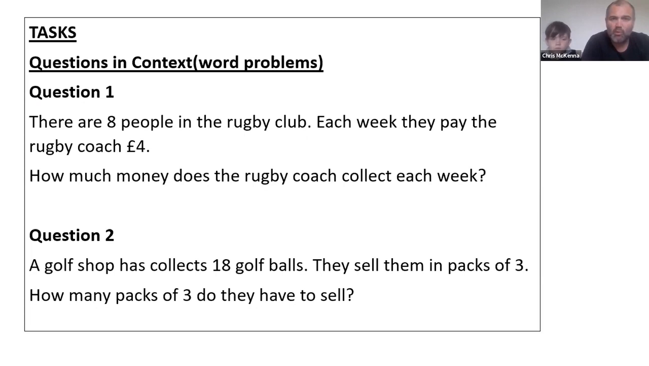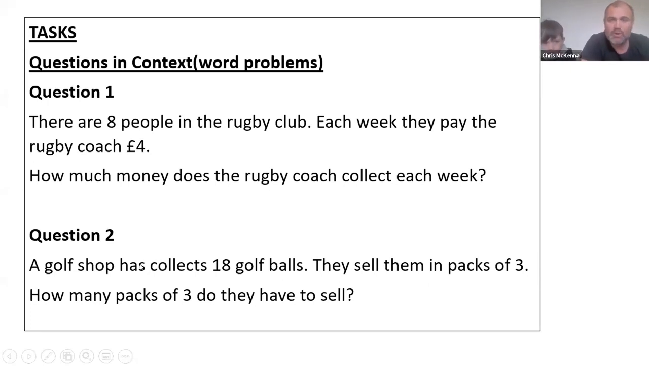Some context or word problems here. There are 8 people in the rugby club. Each week they pay the rugby coach £4. How much money does the rugby coach collect each week? So you need to think, what type of calculation is that? Well, if they're all paying £4 and there's 8 people, that's going to be a multiplication. So it's 8 4s. 8 4s, 32. £32.